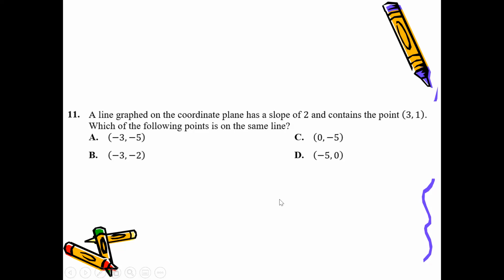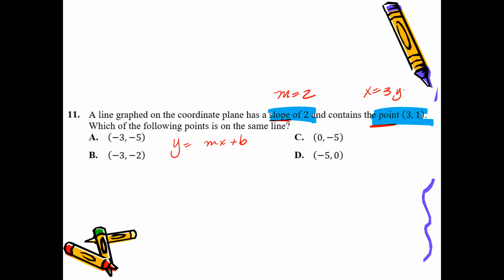Okay, number 11. A line was graphed and it contained a slope of 2 and the point 3, 1. Which of the points is also on the same line? So let's try this. You're going to have y equals mx plus b. That's the first thing to start off with. Slope means m equals 2. Point means that your x is 3 and your y is 1.